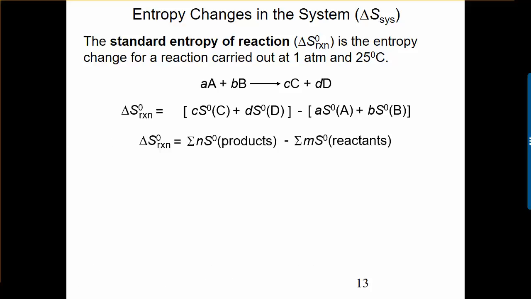And this is how the reaction equation is written. I think somebody at the beginning of the semester saw this and said, let's skip that equation. It's not that complicated. It's just the sum of the delta S for the products minus the sum of the delta S for the reactants. Products minus reactants. It's one of the easiest equations you'll have.